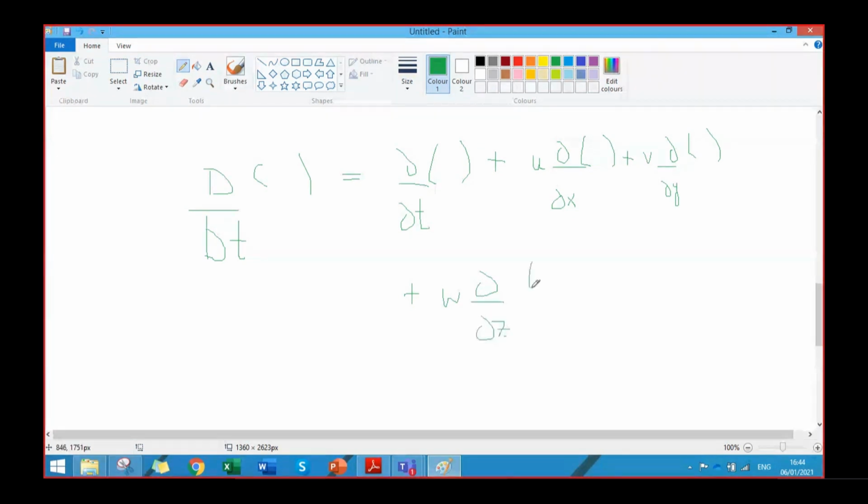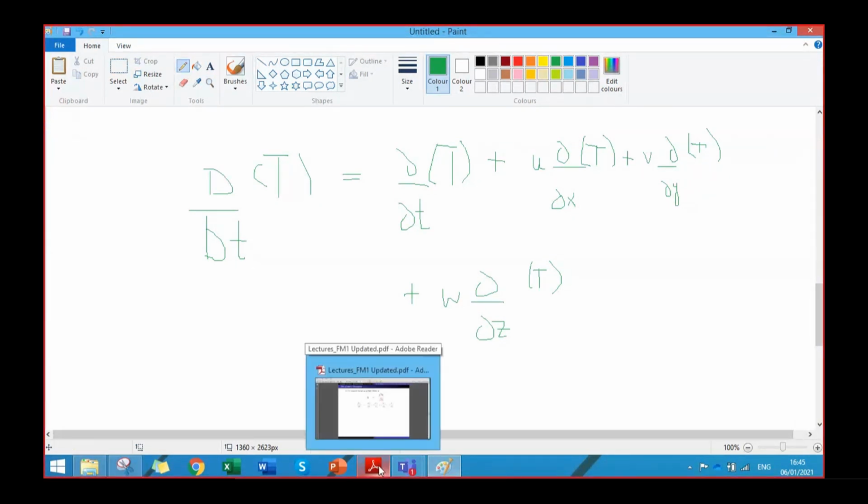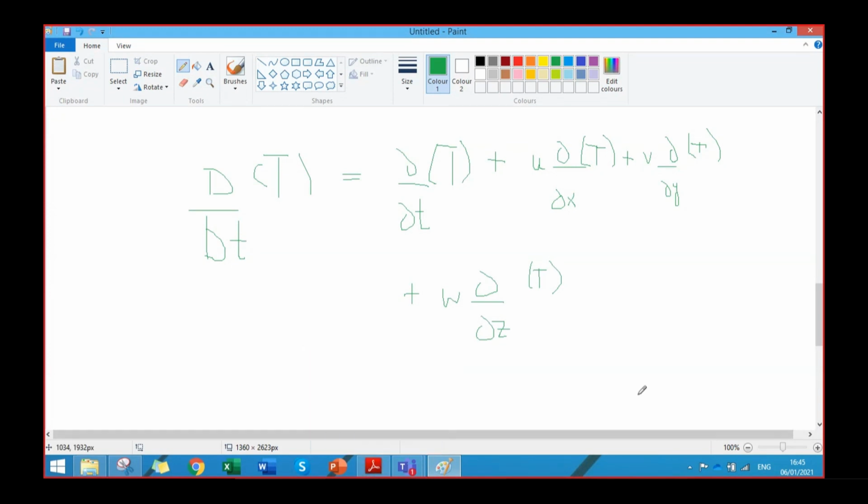Now, if you have a temperature field, you can calculate the total derivative for the temperature field. You will just place temperature here in all the brackets. If you have a pressure field, you can write pressure instead of T everywhere. Okay, is it clear? Yes, sir. Clear.